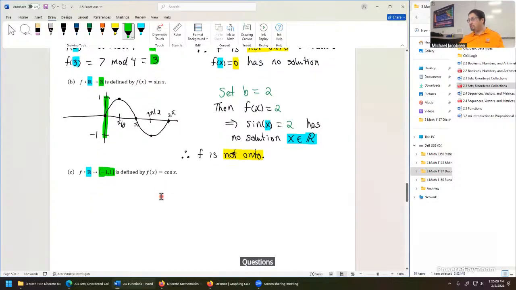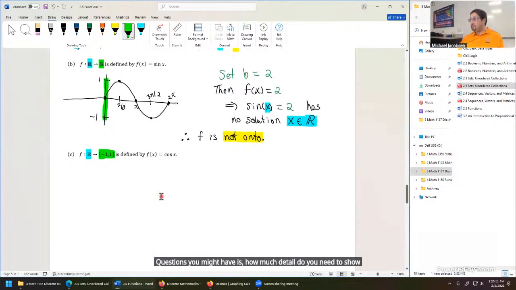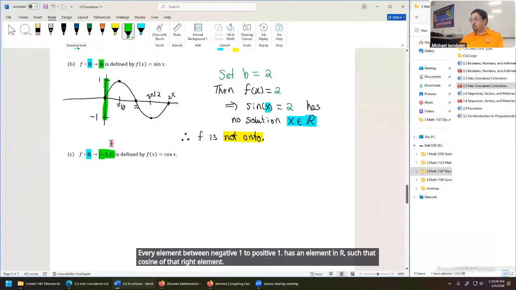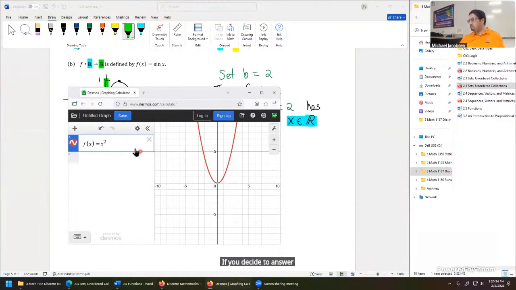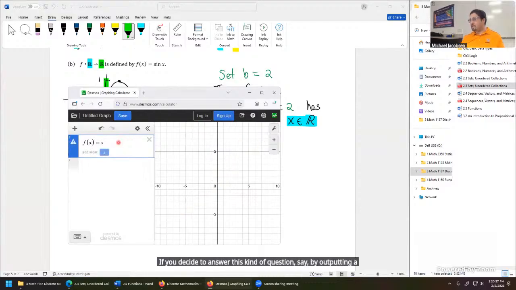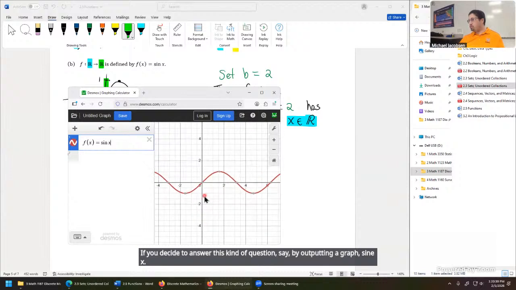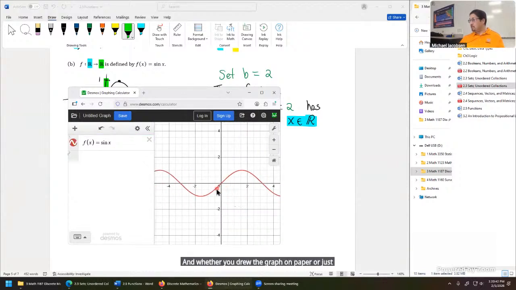Questions you might have is, how much detail do you need to show on this kind of problem? We haven't really gotten to the section on proofs just yet in chapter 4. So if you give me an informal statement of every element between -1 to +1 has an element in R such that cosine of that element gives you back the number, just a few full words, that would be okay with me. If you decide to answer this kind of question by outputting a graph, and whether you drew the graph on paper or just analyzed it, you could tell me that it goes between -1, if I can land there.